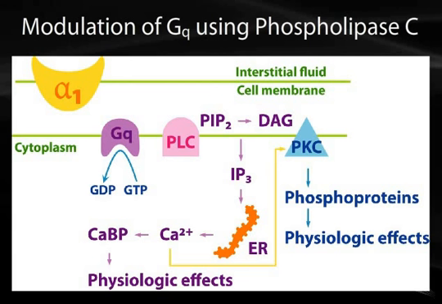The other product of the PLC reaction is diacylglycerol, or DAG. DAG, along with calcium, will both activate protein kinase C. Protein kinase C is a kinase which is bound to the inner leaflet of a membrane, and when activated will phosphorylate proteins that it interacts with. The specific physiological effects of this activation will vary depending on the complement of proteins expressed by that given cell.